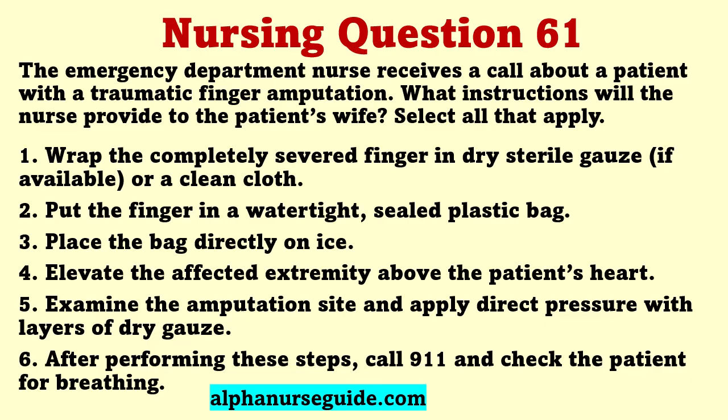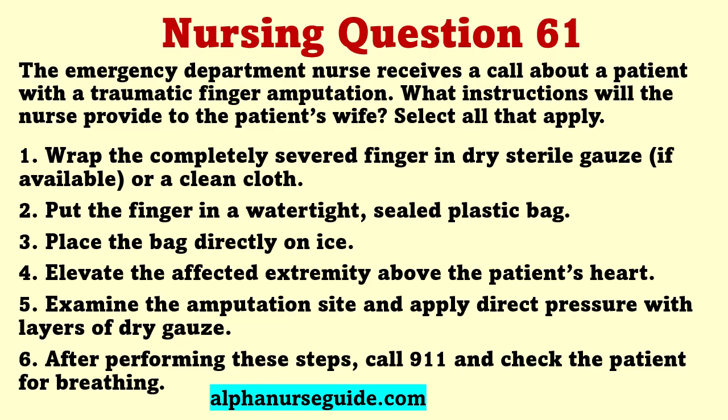The correct answers are: 1. Wrap the completely severed finger in dry sterile gauze or a clean cloth. 2. Put the finger in a watertight, sealed plastic bag. 4. Elevate the affected extremity above the patient's heart. And 5. Examine the amputation site and apply direct pressure with layers of dry gauze.